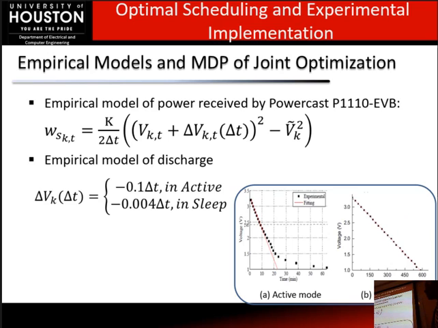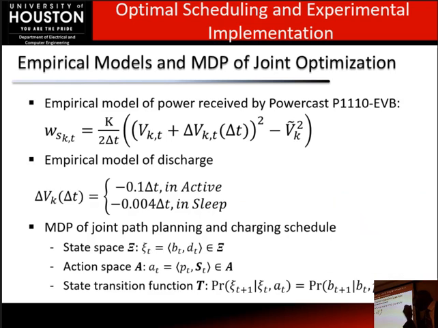Similarly, for the discharge, I ran two experiments. One where the microcontroller of the sensor board is always communicating, so it's in active mode, and one in sleep mode. You can see that the slope here is steeper when the microcontroller is communicating, so it means it's consuming more energy. And this is a working threshold, 2.45 volts.